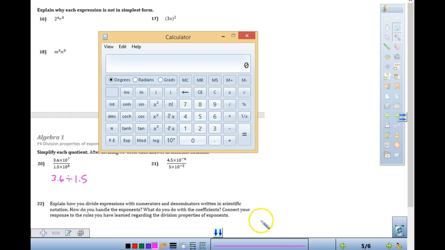You don't have a calculator right now. Take that out. If you do, take it out. If not, I have some up in front.